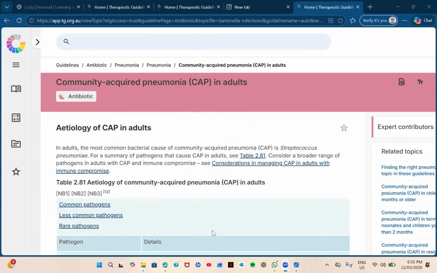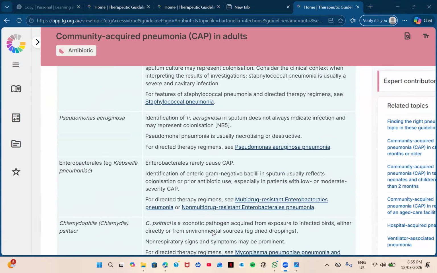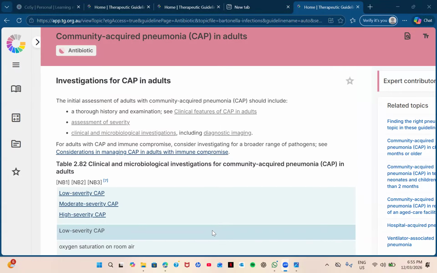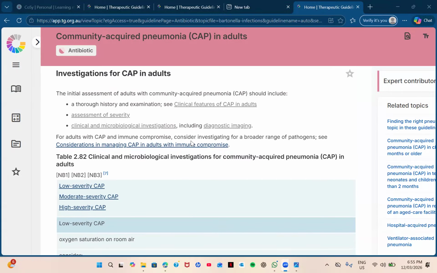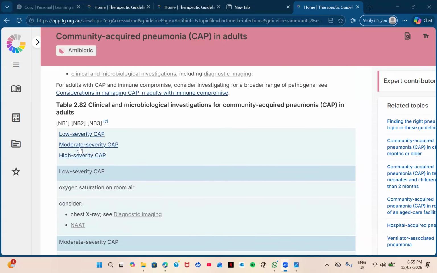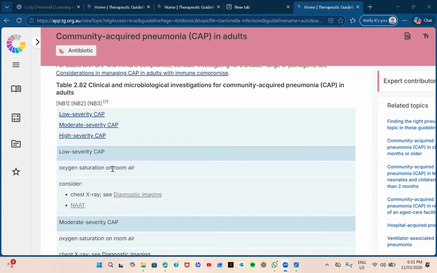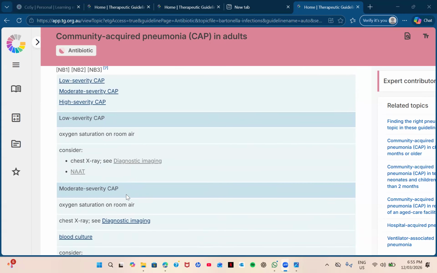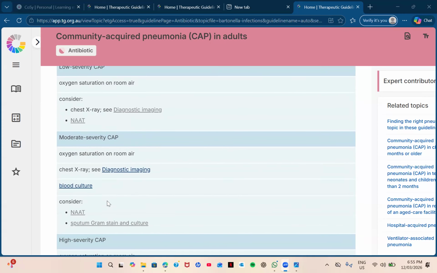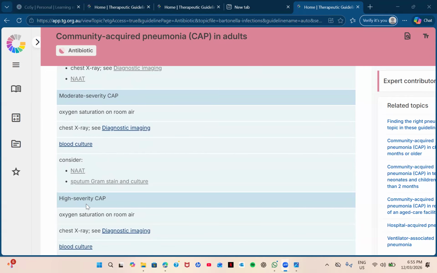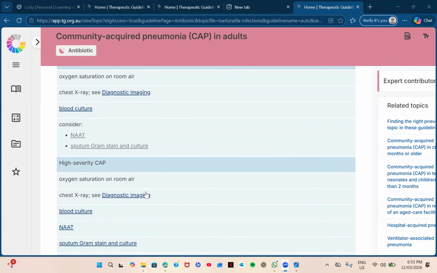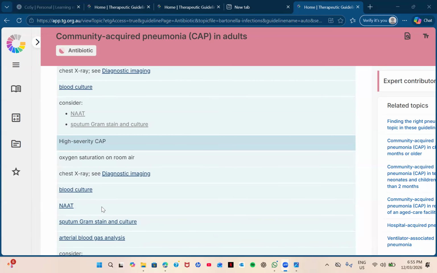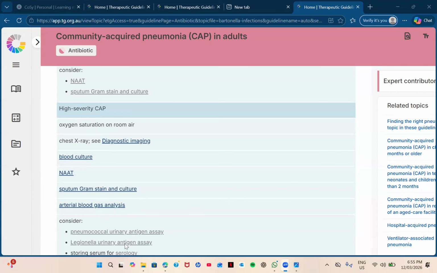Okay, so etiology, we are not discussing now. So investigations. What are the investigations, doctors? Here, according to low, moderate, high severity. Low severity: oxygen saturation, and consider chest X-ray, right? Moderate severity: oxygen saturation, chest X-ray, blood culture, consider NAT and sputum Gram stain and culture. High severity: oxygen saturation is a must-check. Chest X-ray, blood culture, NAT, sputum Gram stain and culture, arterial blood gas analysis.